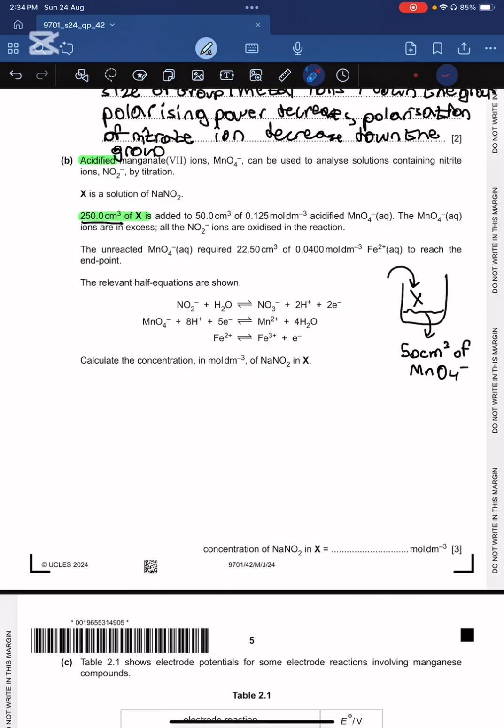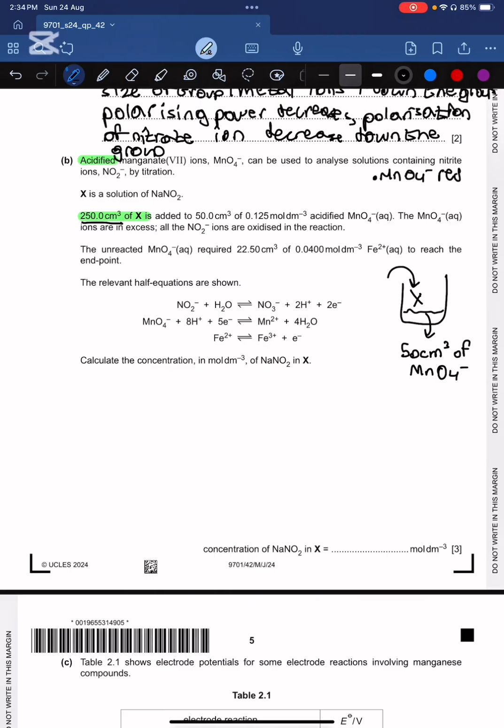Now we know that X completely reacts because manganate was in excess, which means now we can use the stoichiometric ratio in order to find out the final answer. All of the nitrite ions are oxidized as we predicted. So now we also know that manganate ions are reduced. Let's just write all of this.